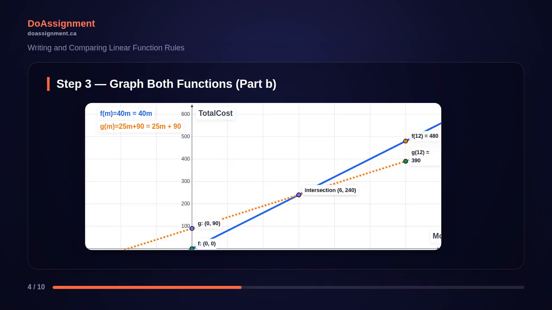Here are both cost functions graphed together. The first line for center A starts at the origin and rises steeply. The second line for center B starts at $90 on the vertical axis and rises more gradually. The two lines cross at month 6, where both costs equal $240.